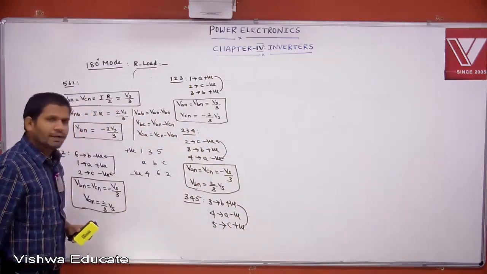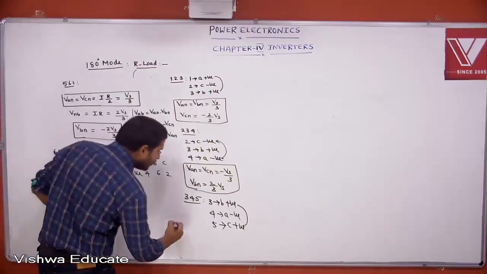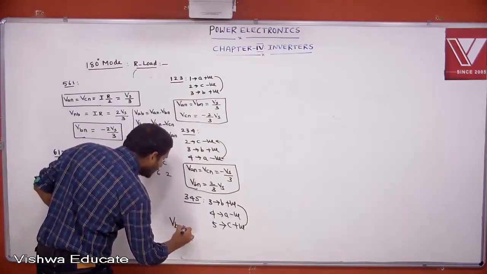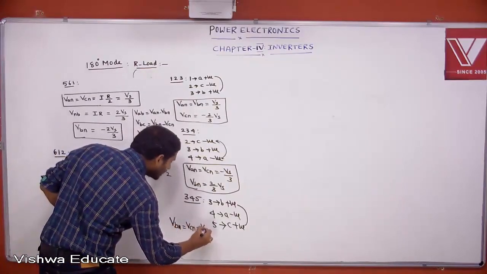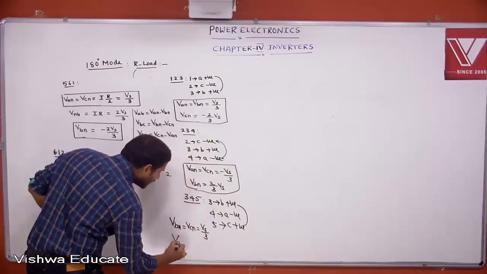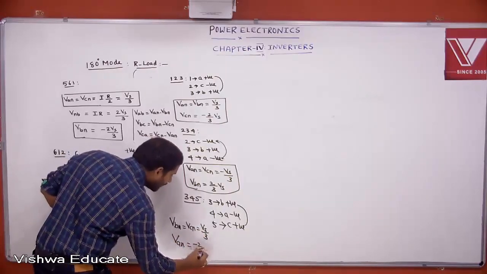If these two are connected to same plate, now you tell me, VBN equal to VCN equal to Vs by 3. Then what is VAN? VAN equal to minus 2 by 3 Vs.